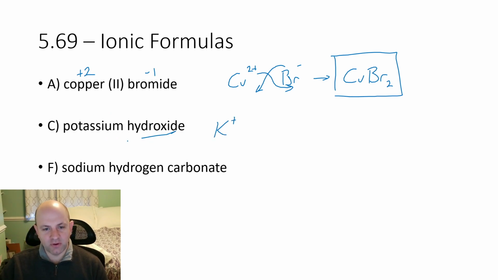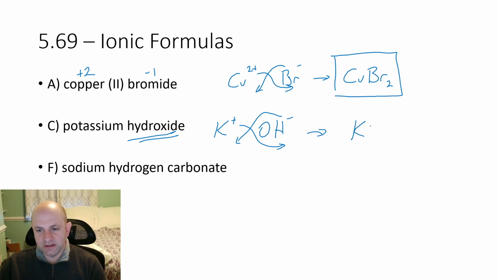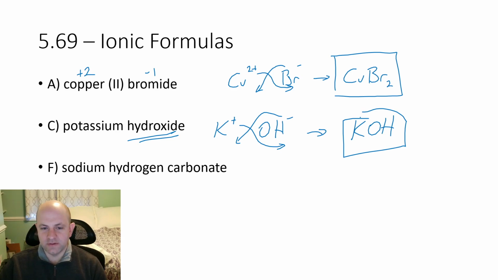Hydroxide, this is one of our important polyatomic ions to memorize. It ends in "ide", so it kind of makes you think of an element, but hydroxide, very important, OH negative, -1. So when we do that switch, 1 and 1, it's one of each. So we'll just get KOH. Okay, and there's that one.